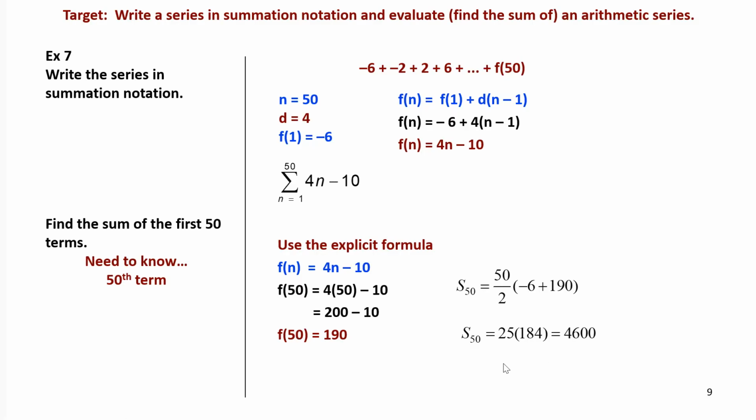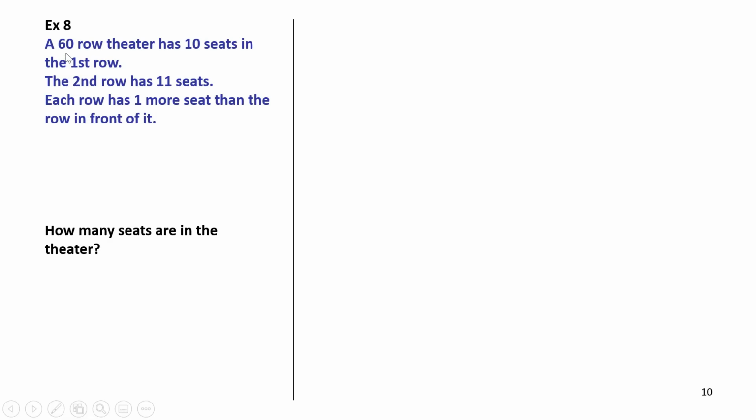One more here. All right. A 60-row theater has 10 seats in the first row. The second row has 11 seats. Each row has one more seat than the row in front of it. Okay? So if you had to, we could start drawing some of this out. So the first row has 10. We would call that A sub 1 is 10. The second row, A sub 2 is 11. The third row, A sub 3 is 12. And you kind of start to see where it goes from there.